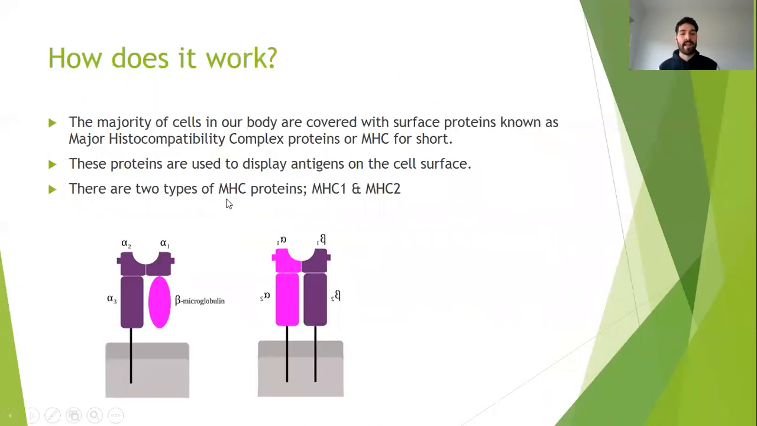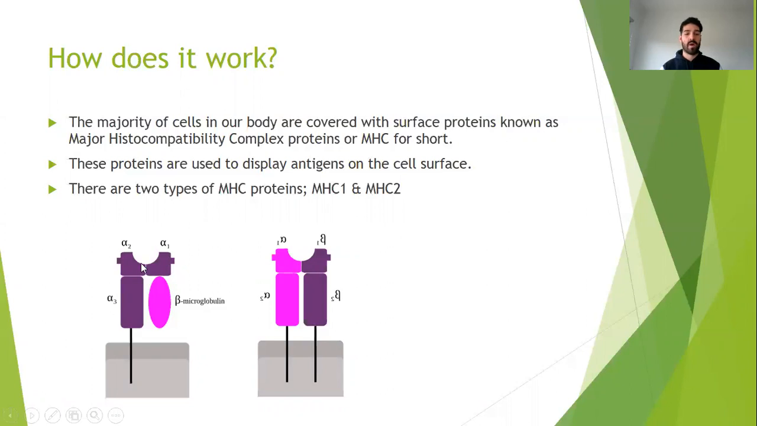So the way it works is our cells are covered with surface proteins known as major histocompatibility complex proteins, quite a very long name, but we can shorten it to MHC. They're used to display antigens on the cell surface. They're sort of like a little marker for the immune system cells to look at. And there's two main types, MHC1 and MHC2, and that 1 and 2 is to do with its structural makeup as well.